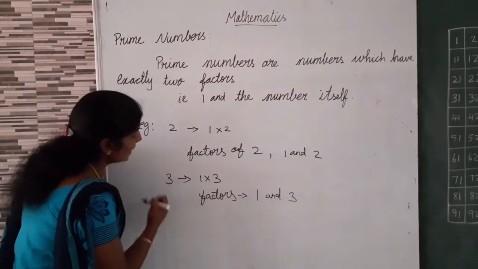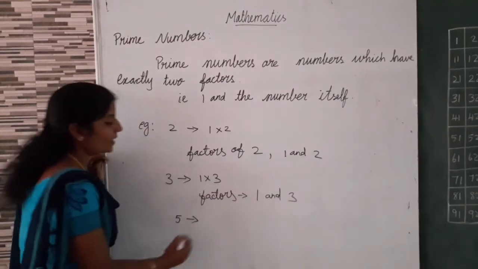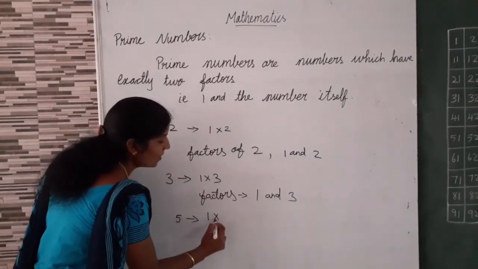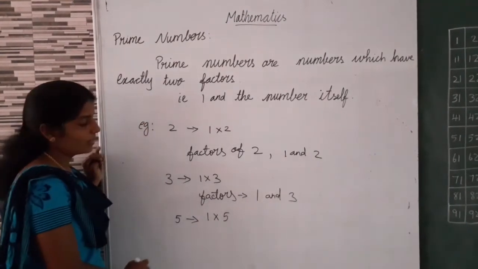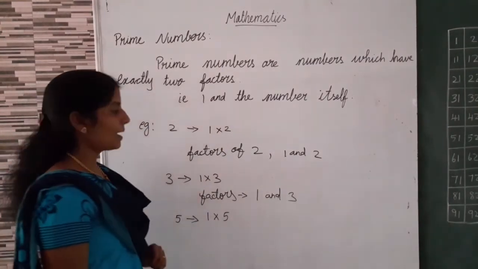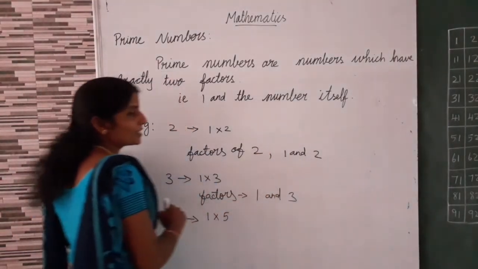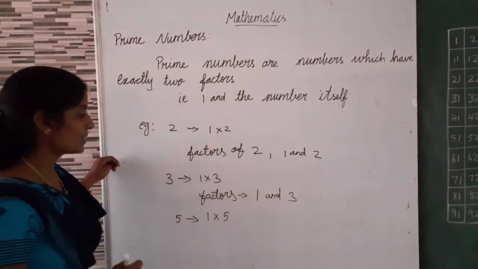Now here 3, then we can write 5. What are the factors of 5? 1 into 5, 1 and 5 table. So the factors are 1 and 5. So 5 is also a prime number. Now 6. 6 is an even number, isn't it? Yes, that is a composite number.